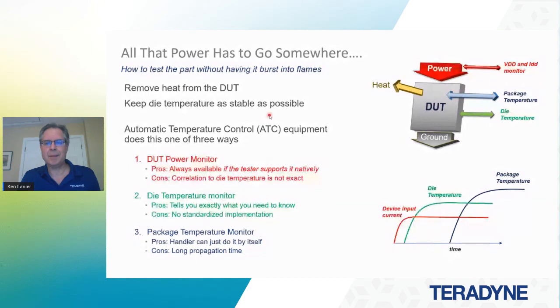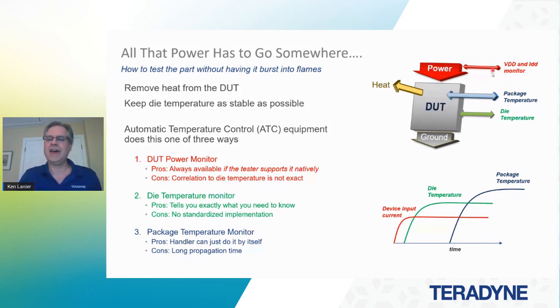So they kind of come in chronological order, if you will. The first thing you could do is monitor the power going into the device. If you had signals coming out of the tester that were proportional to both the VDD and the IDD, an external power automatic temperature control unit could multiply the two numbers together to get a power, and monitor when the power goes up, and then increase the cooling.